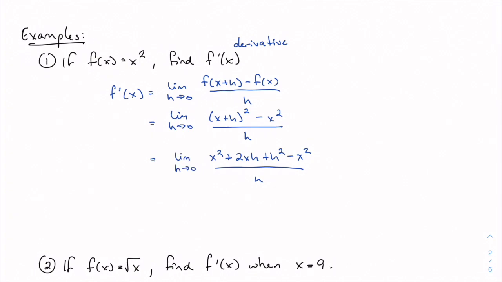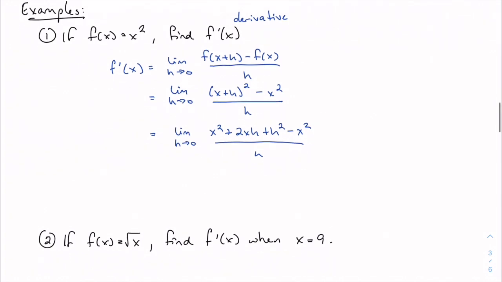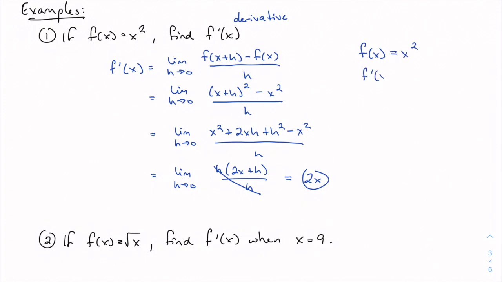And we can cancel out those x squareds. We can factor out an h. So I'm going to get h times 2x plus h. My h's cancel out. And of course, this is simplified as fully as I can, so I can go ahead and plug in 0. So I get 2x. Right? So we've figured out that the derivative of x squared, f prime of x, would be 2x.